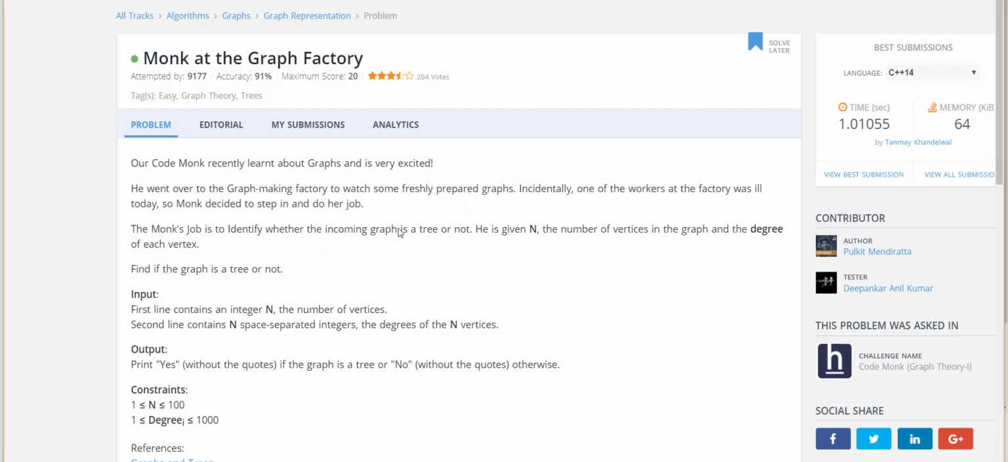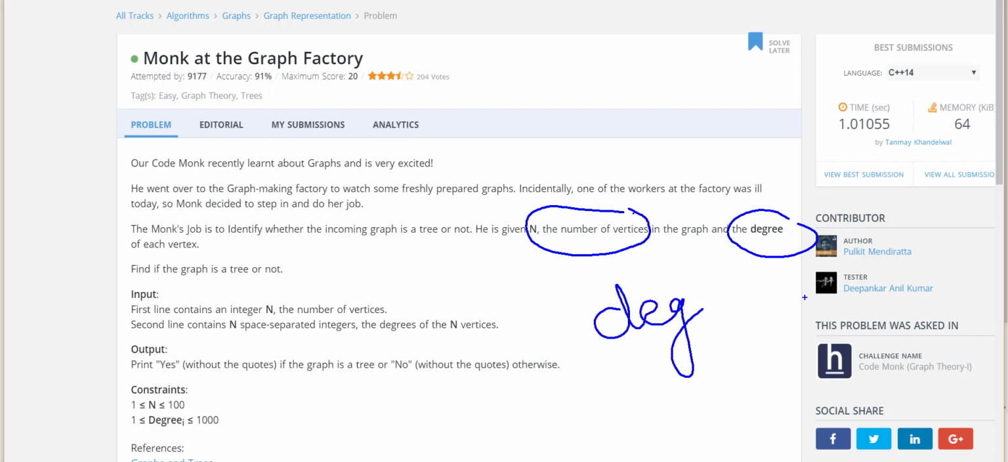Okay, so in this problem, the key thing that is given to us is we are given n, which is the number of vertices. We are also given the degree of each vertex, and we have to tell whether the given graph is a tree or not. Now, what essentially we can do is we can try to figure out what is the correlation between degree in a graph and a tree, right?